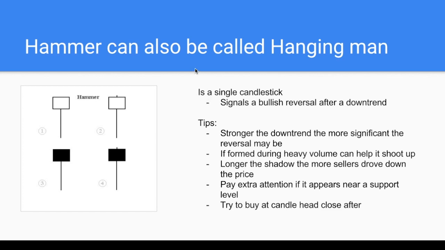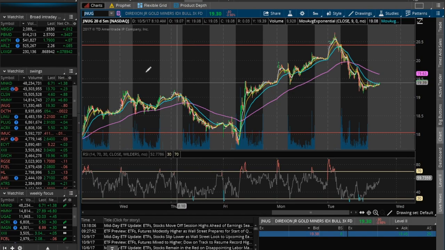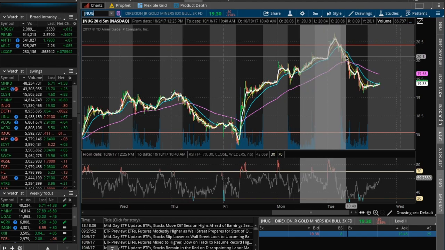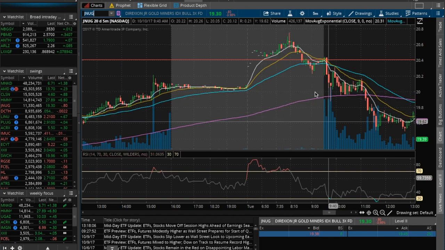So just keep that in mind. If you see this at the top of a chart, just be wary a little bit. It doesn't necessarily mean sell, but most times the stock might be going down. So just keep that in mind when you're trading. Yeah, so I'm just going to look for a quick example of a hammer pattern for you guys, so you know what it looks like.